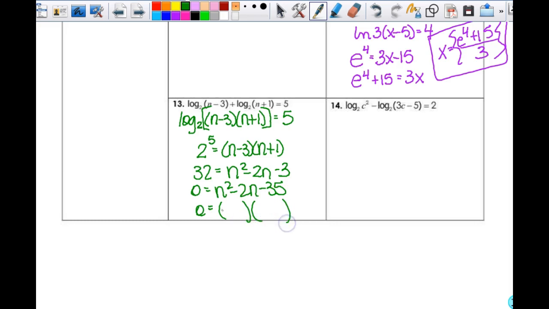Factor. So you get n minus 7. Oh, I'm sorry, I was doing it too fast. N minus 7, n plus 5. So n is equal to negative 5 and 7. Are either one of these extraneous solutions? The negative 5, because negative 5 substituted in here, that'd be a negative 8. Can't take the log of a negative number, so that one doesn't work. 7 minus 3 is fine, and then that's positive, so my answer is just n equals 7.